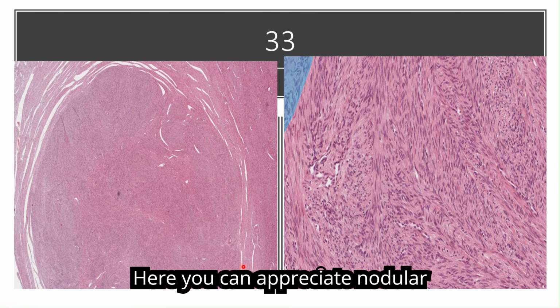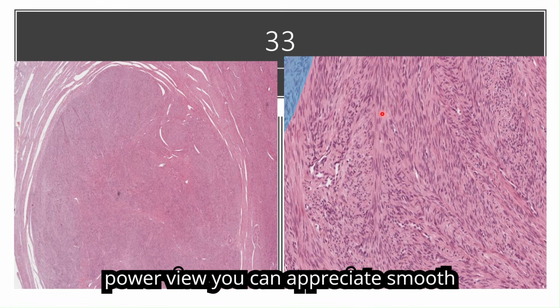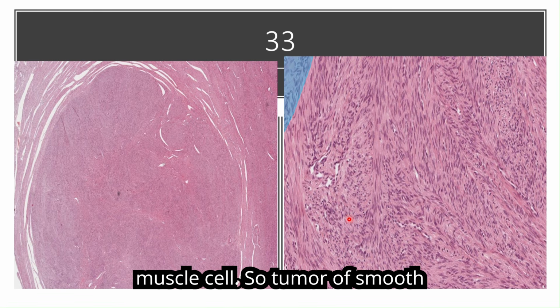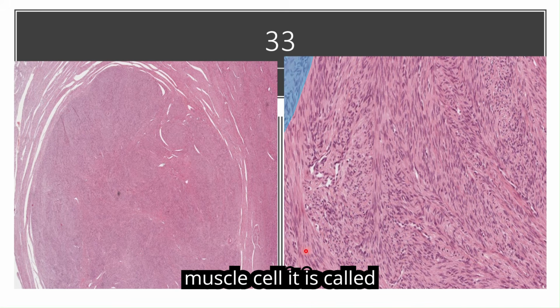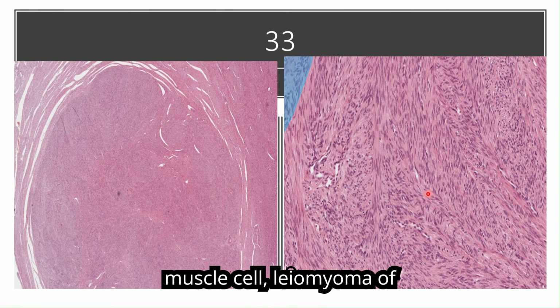Here you can appreciate a nodular appearance of growth, and in high power view you can appreciate smooth muscle cells. So a tumor of smooth muscle cells is called leiomyoma. So it is a benign tumor of smooth muscle cells; leiomyoma of the uterus is common.